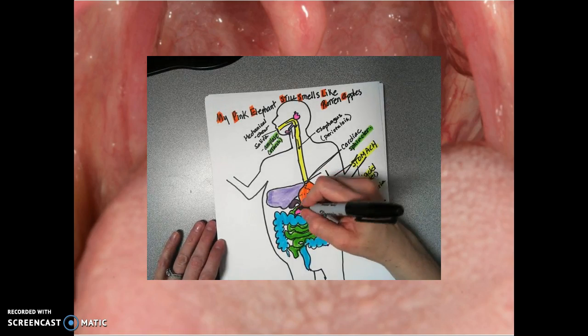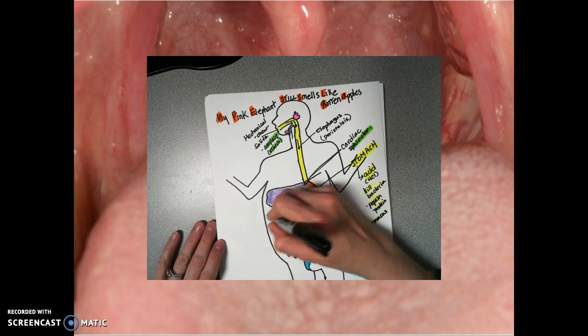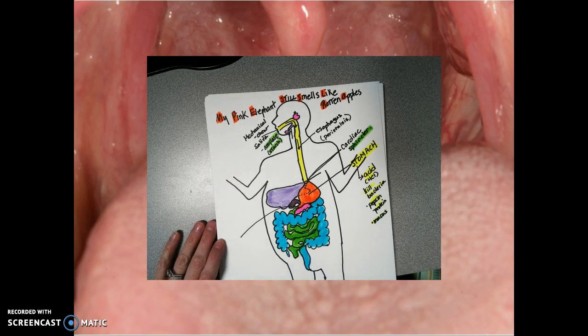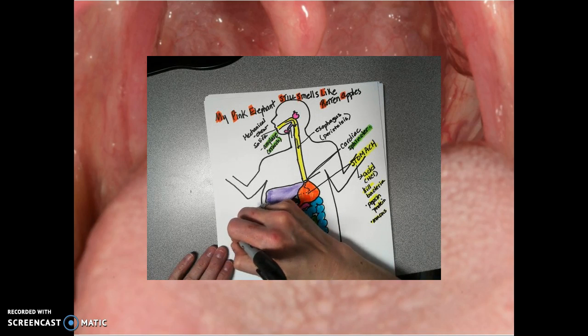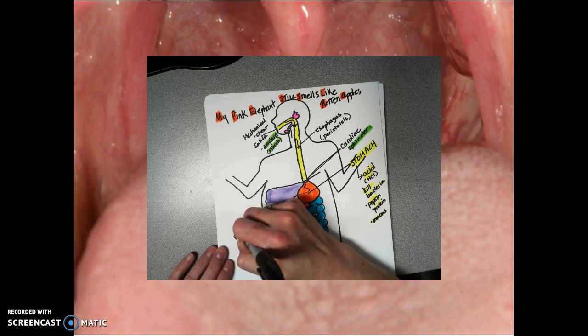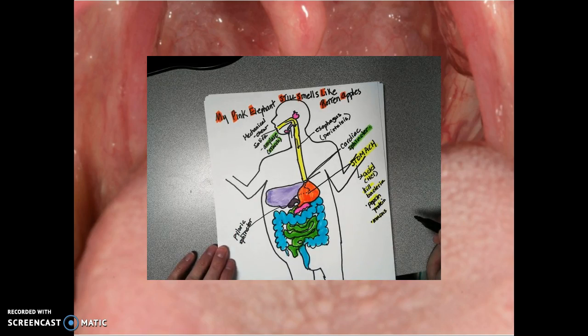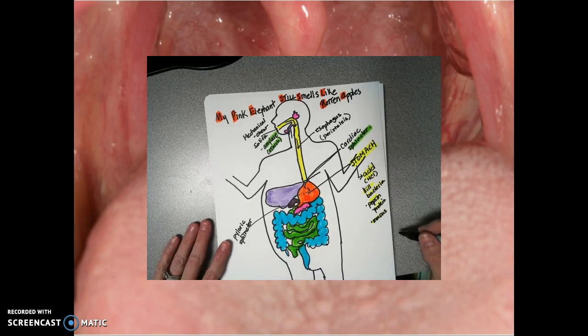So at the bottom here of the stomach, there is another opening, and this one is called the pyloric sphincter. Just another thing that opens and closes, and letting the food move into the small intestines.